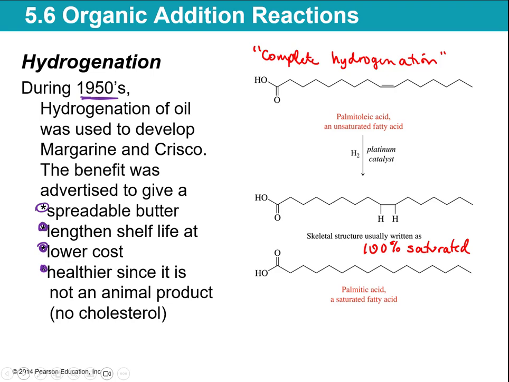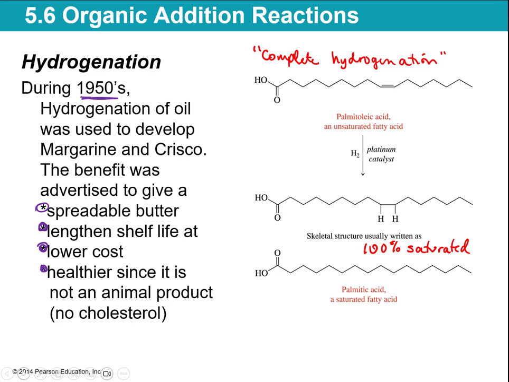So I told you at the end of the 1950s, there was a lot of oil left over from World War II. And so they took this oil and they used it and hydrogenated it in order to make margarine and Crisco. So the benefits of it is that it's a softer type of fat compared to butter. So it's easier to spread. It doesn't get as hard even when it's cold. It has a much longer shelf life and it's cheaper. So those were all positive things.